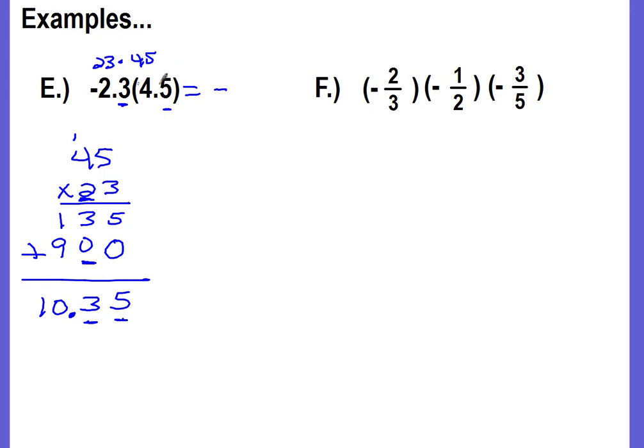Again, a negative times a positive. If you use the faces, it's a negative times a positive. Poor guy got in a fight, one eye shut closed. He is not happy. The answer is negative 10 and 35/100ths.